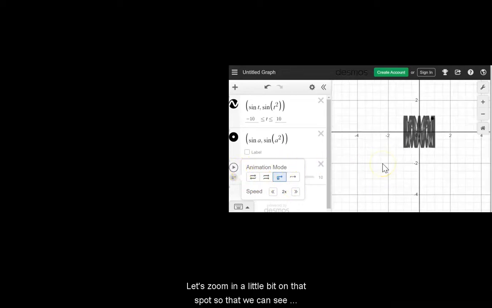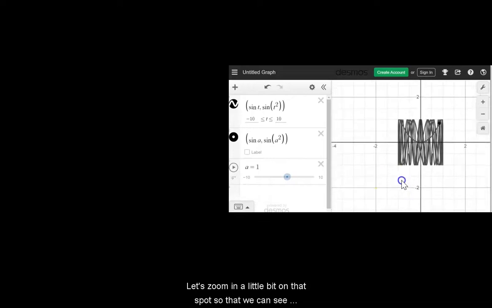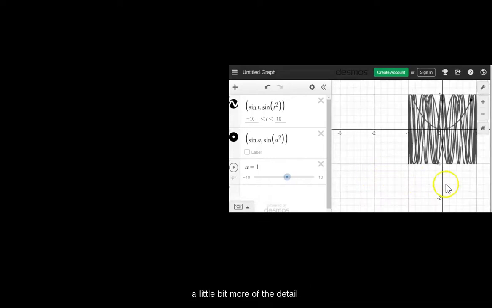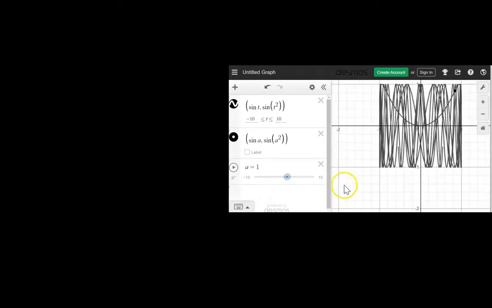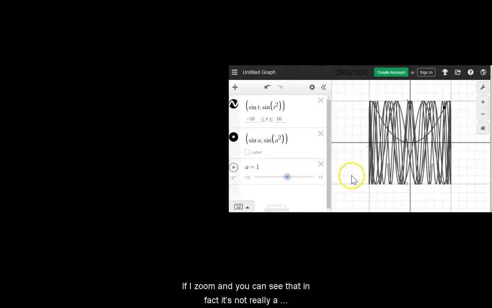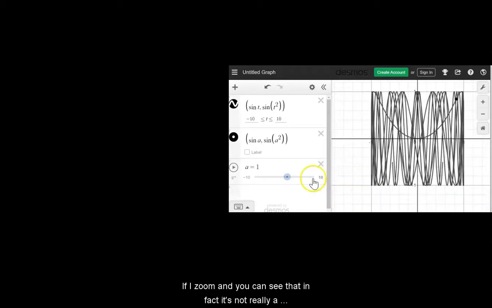Let's zoom in a little bit on that spot so that we can see a little bit more of the detail. If I zoom in, you can see that in fact it's not really a black blob, that it does look like it has that parabola that we had on the other. If I had allowed it to keep going, I would eventually have gotten the same thing.